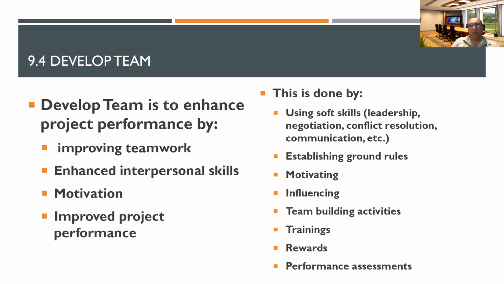So these are all the aspects of develop team that you need. And how do you do that? You use soft skills: leadership, negotiation, conflict resolution, communication. You might have discussed these things in your quality and also Lean Six Sigma about team development. In the team, the leader has to have an understanding about all of their team members. He or she should be able to negotiate with them, and if there's any conflict, resolve the conflict, and establish a good communication channel.